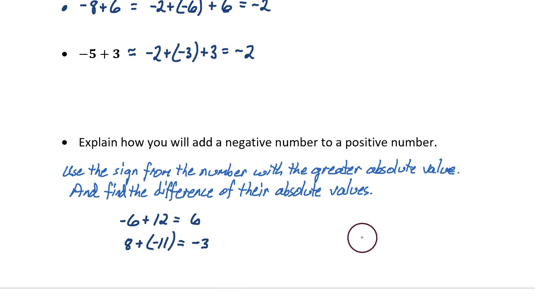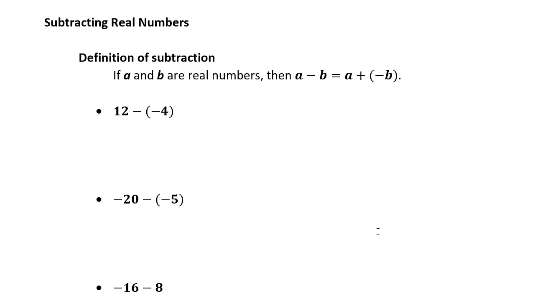Next, let's review subtracting real numbers. This is done by using the definition of subtraction. If A and B are real numbers, then A subtract B is equal to A plus the opposite of B. By applying this definition, every subtraction problem can be rewritten as an adding problem, and then the adding rules can be used.